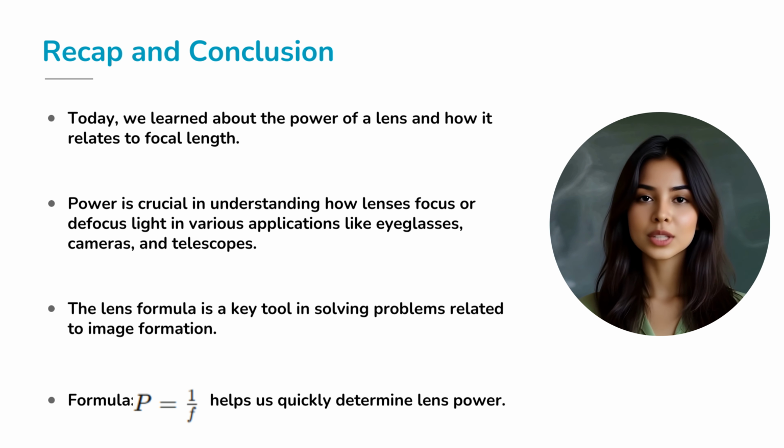Here's the formula you need: P equals 1 divided by F, where P is the power of the lens in diopters and F is the focal length in meters. The shorter the focal length, the greater the power of the lens. So, to summarize, by understanding lens power, we get to control how lenses focus light, which is a game changer in everything from vision correction to high-powered telescopes.